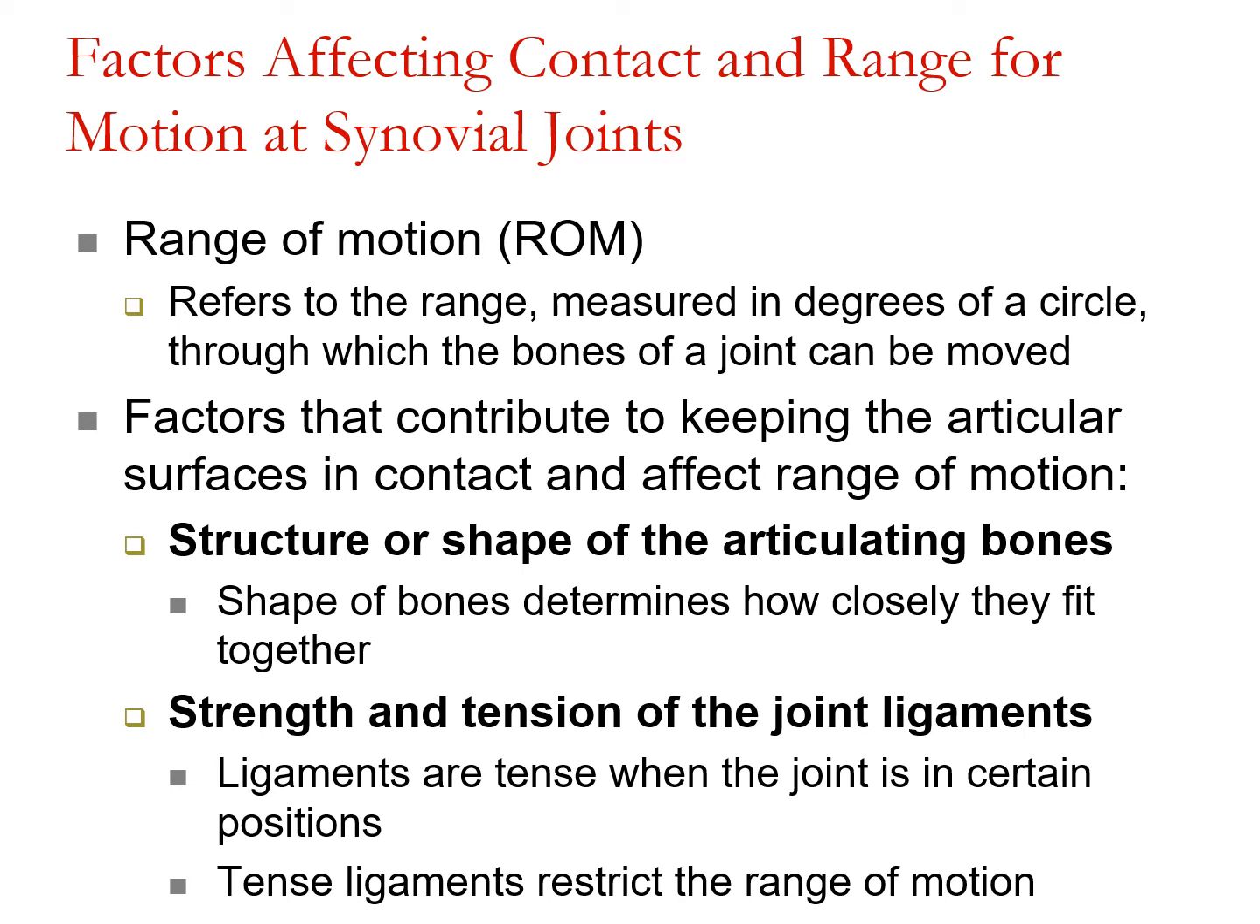Ligaments play a major role in determining the types of motions that are allowed at joints. We looked at that knee joint. Did you see all those ligaments? They definitely hold the bones together, but they also limit the type of motion that can occur at that joint. Ligaments are also tense when the joint is in a certain position. So if you're talking about extension versus flexion, that changes the tension within the ligaments. Tense ligaments restrict the range of motion.